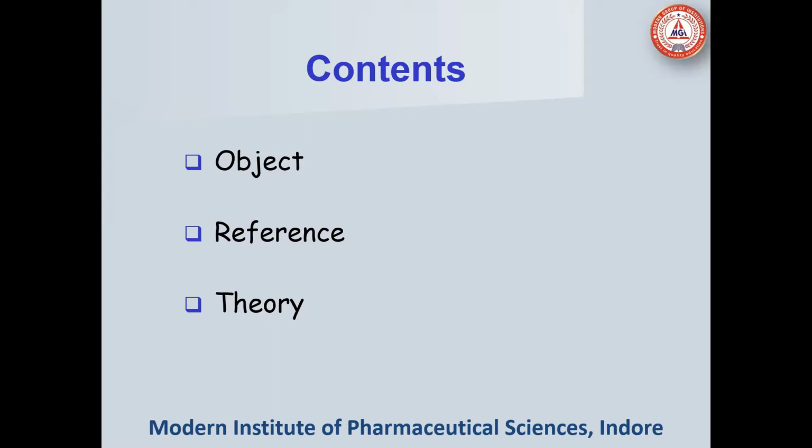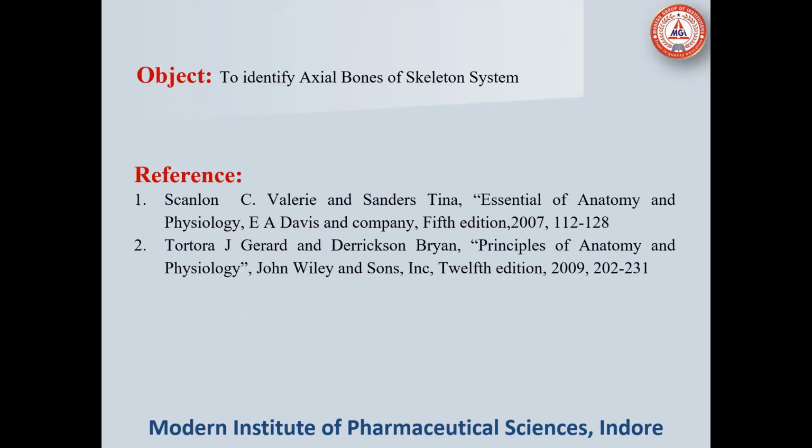The contents of the practical are object, reference, and theory. The object of this practical is to identify the axial bones of the skeleton system. The main reference book for this practical is Sembulingam, Essentials of Anatomy and Physiology, F. A. Davis and Company, 5th edition, 2007, page number 112 to 128.